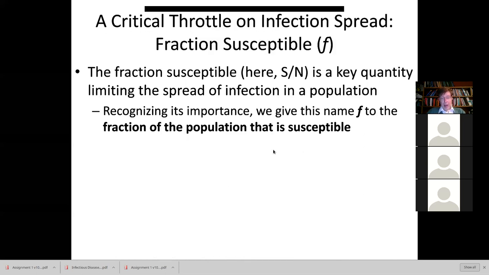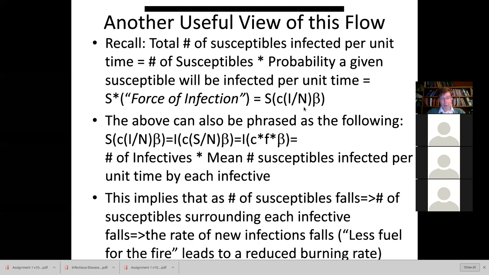We could also rephrase that, noting that S over N has a name, F. This is C times beta times F, okay? And one of the key insights that comes from this, not to be understated, is that the fewer susceptibles there are, the smaller S is, the fewer people a given infective will be able to infect.